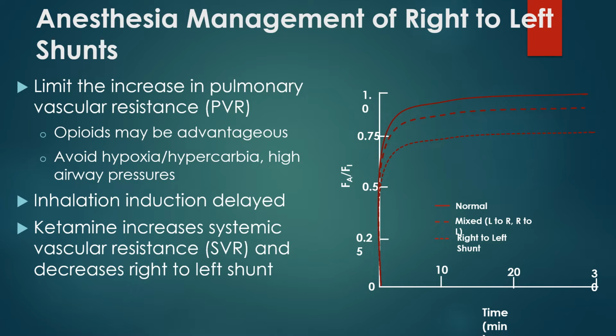Again, inhalation induction is delayed. If you look at the FA in normal versus right to left shunt, it takes a long time for inhalation anesthesia to occur, and a lot of people like to slip a little nitrous oxide in there for the second gas effect, but you need to get rid of that as quickly as you can. Ketamine is very nice. Again, you have an accelerated intravenous induction. Ketamine works very well for TETs and just about any cyanotic.